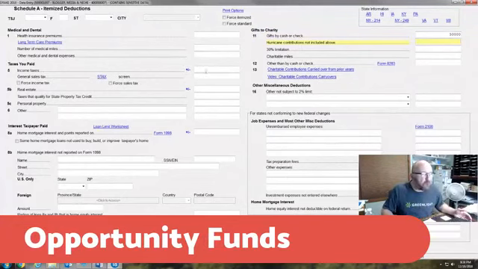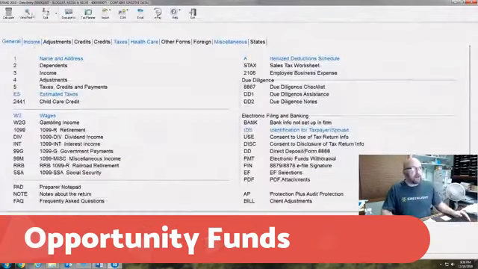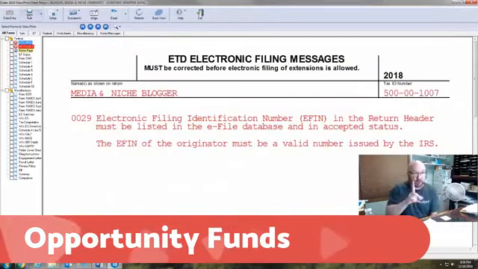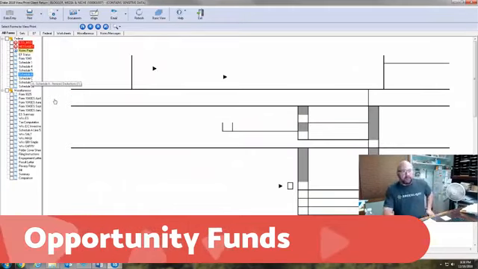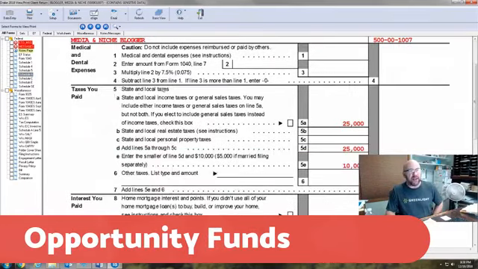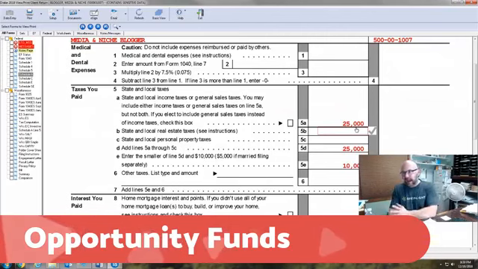We're just going to force the computer to do a Schedule A. And we're going to get back to those opportunity funds again too. Here's Schedule A. So this is taxes you pay. You see state and local taxes. All in this area right here is limited to $10,000. So you see I put $25,000 as my mock-up number.